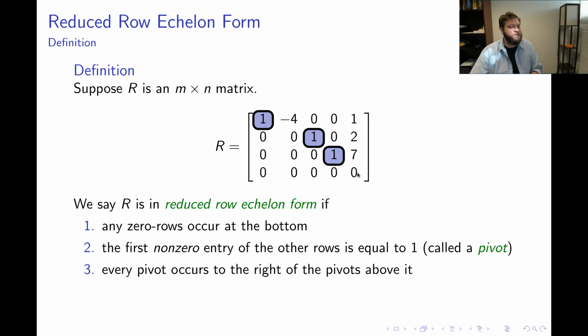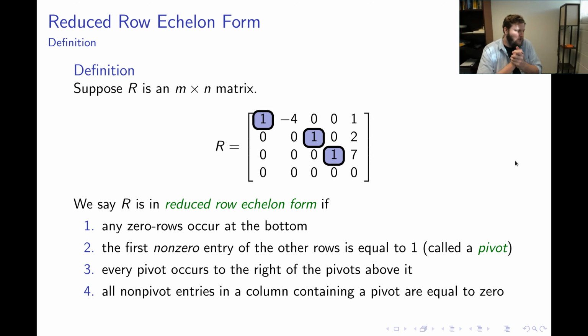Now, the next rule says that pivots must occur right and down. So every pivot must be to the right of every pivot above it. So if we look at our example here, how would I travel from the first pivot to the second pivot? Well, the direction is right and down, so that's good. What about to get from the second to the third pivot? Again, the direction of travel is right and down, so the rule passes here. So far, our example has passed all three rules.